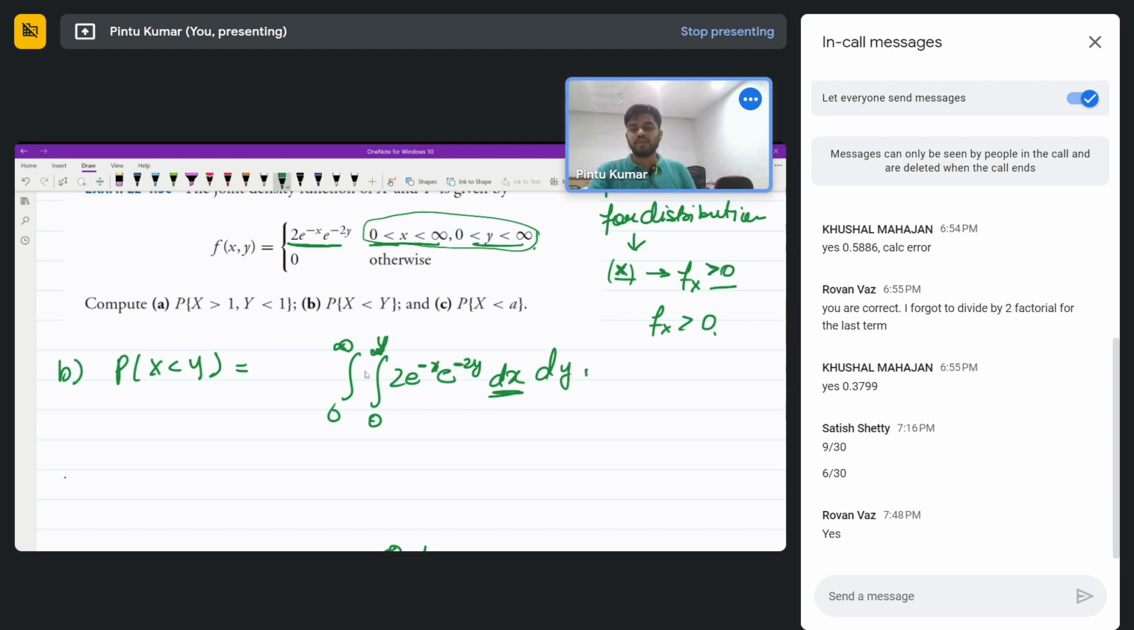For part C, it is the probability that x is less than a. So y would be 0 to infinity, and x would be from 0 to a. Now again 2 e to the power minus x e to the power minus 2y, dx first, and then dy.